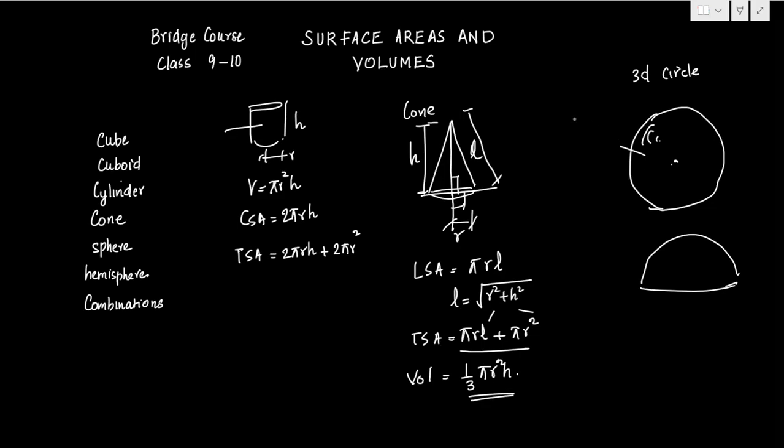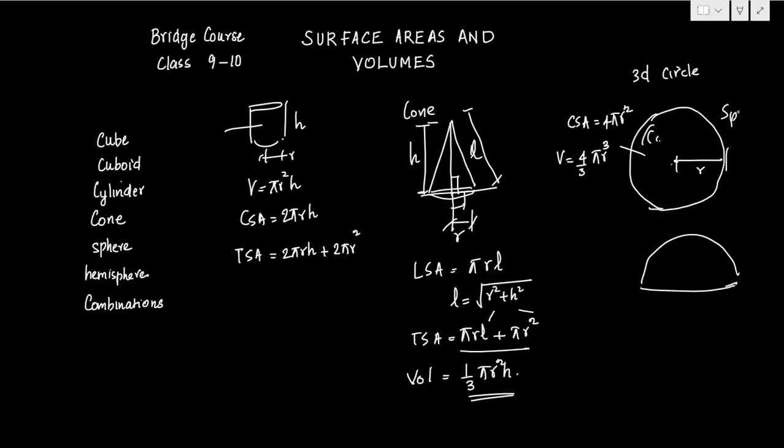So the curved surface area of a sphere equals 4 pi r square, where r is the radius of the sphere. The volume of the sphere is 4 by 3 pi r cubed.